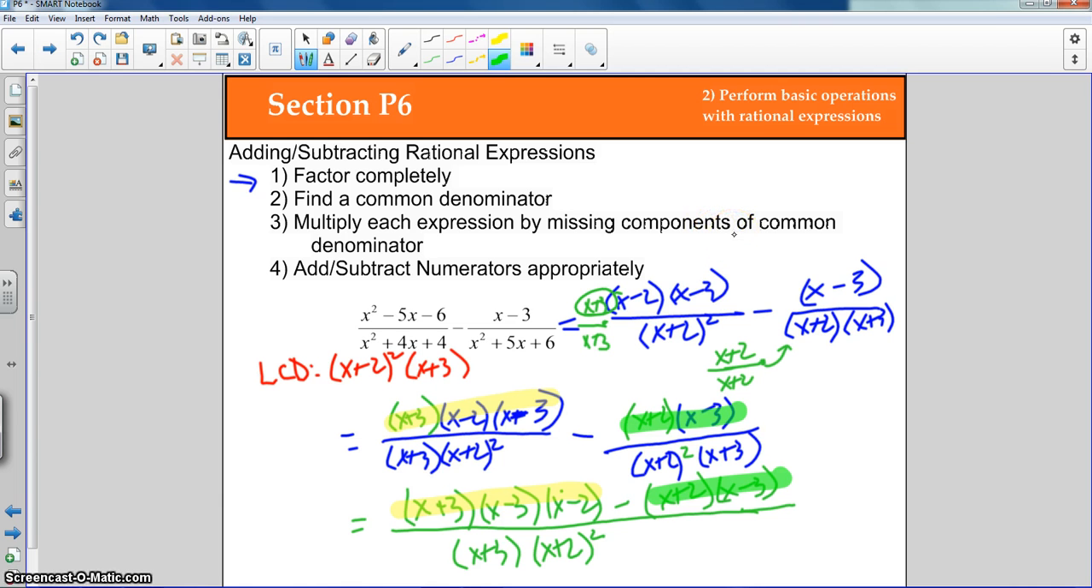Normally in worksheets, we do expect you to show simplification. Okay, we do expect you to show that. So just know that. And so that's a basic overview of how to add, subtract, multiply, and divide rational expressions.